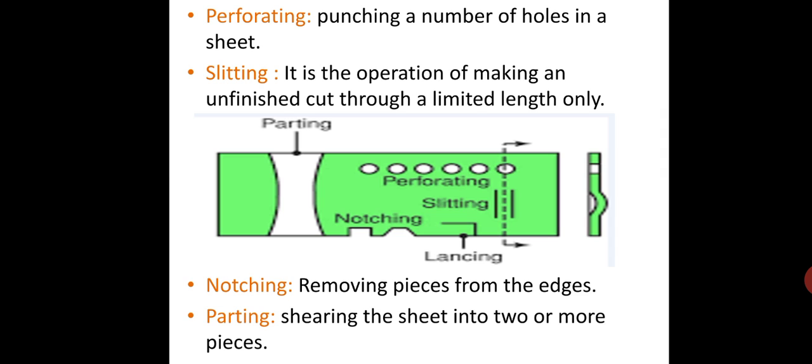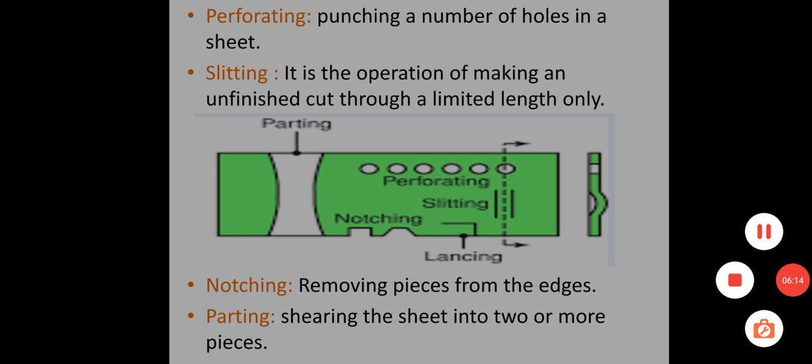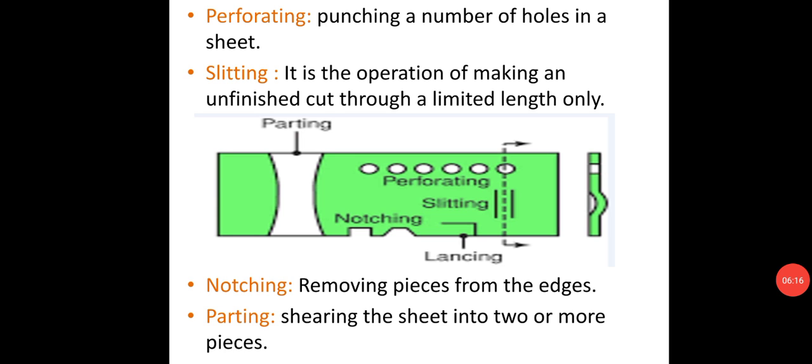This diagram shows perforating, punching a number of holes in a sheet. This diagram shows a number of holes in a sheet metal. This operation is the perforating operation. And next is the slitting operation. Slitting is the unfinished cut through a limited length only.